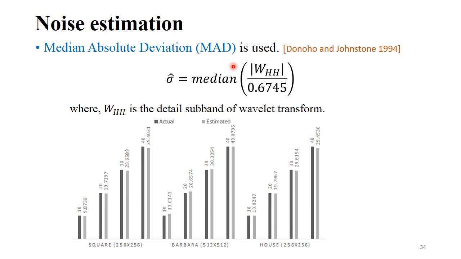So this is the formula for that, and these are the three test images that I had taken for the estimation process: square, Barbara, and the house image. For the square image, the dark line indicates the actual noise component added, and this gray color indicates the value obtained from the median absolute deviation. Here we can observe that for 10, I got 9.8, for 20, 19.7, for 30, 29.5, so almost all are close. Like this, it obtained good results for the Barbara and house images. Therefore I stick to this method for the estimation of the noise.